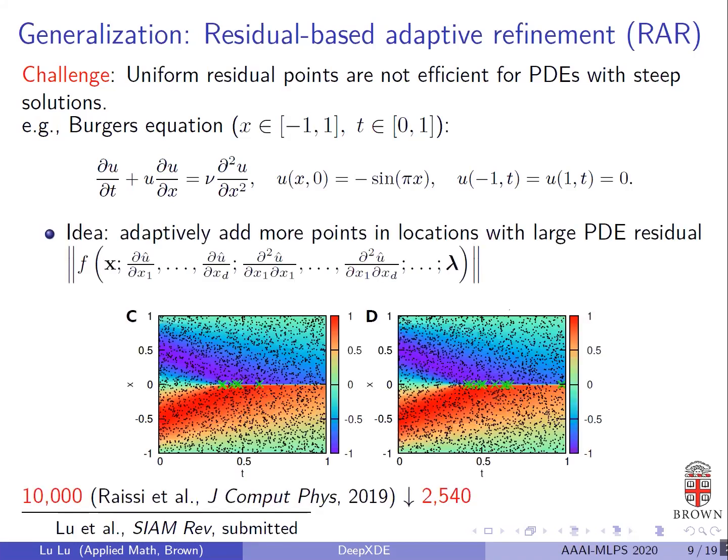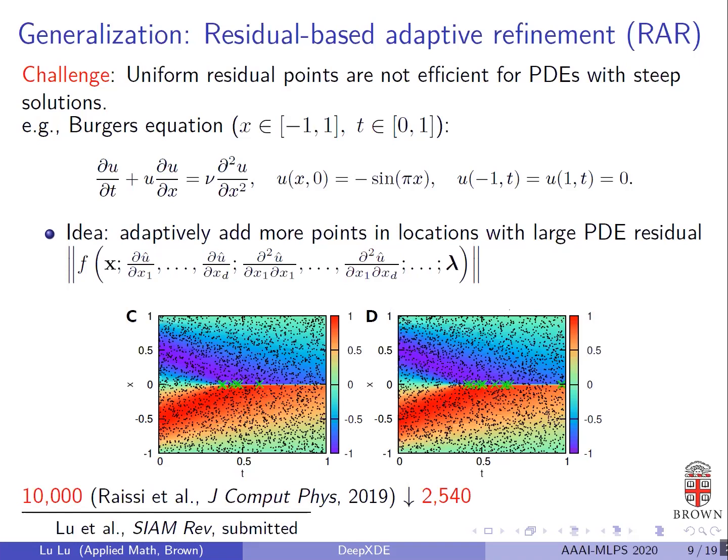The idea is very simple. It's very similar to adaptive mesh refinement in the finite element field. So the idea is as follows. When we train the network, we can adaptively add more and more points on the locations where the PDE residual is large. For example, we train the network for 1,000 iterations. Then we check the PDE residual on the domain at lots of points, and then we select those points with large errors as our new training points.